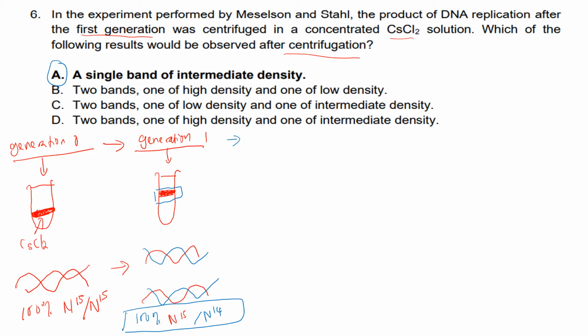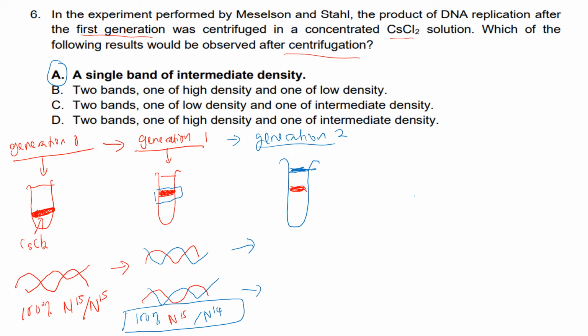But if you were to get the DNA sample for the second generation and centrifuge it again, you will get two DNA bands, one of intermediate density and the other of light density. This means that the DNA from the first generation will separate and become the template to synthesize the new DNA in the second generation.